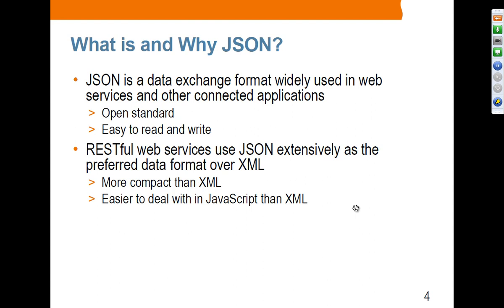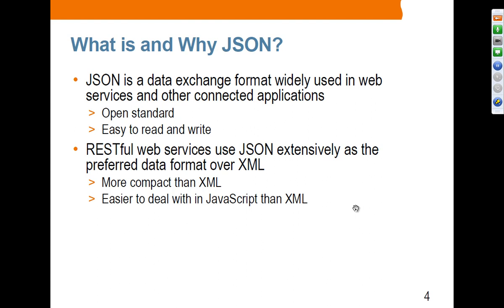As I said before, RESTful web services use JSON extensively as the preferred data exchange format over XML, for two reasons. One is that JSON is more compact than XML, so you can send data that is smaller in size than comparable XML. The other is that it's easier to deal with in JavaScript than XML. This is probably the bigger reason. In most cases, the client side is written in JavaScript code, and JSON is the data format.